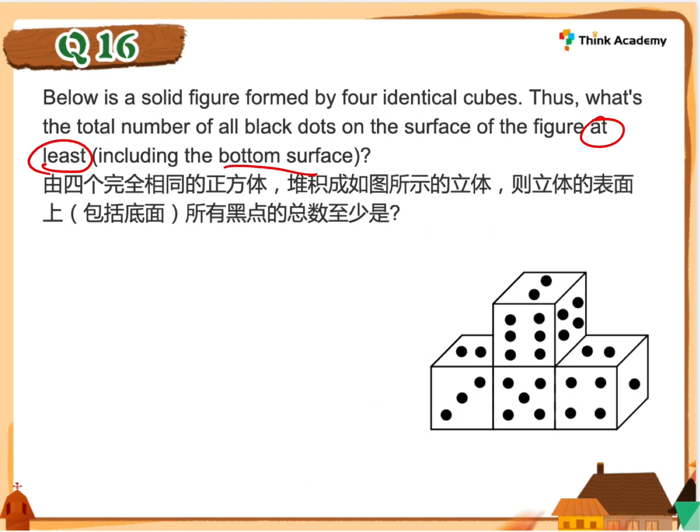Okay, so we need to figure out all the black dots on the surface of this figure, right? It's also about this part, and also the dots beside. You cannot see it, right? So you need to figure out what that is, like the dots at the background of these 3 dots. So first, you need to know the opposite faces. Like I can draw a net for you.